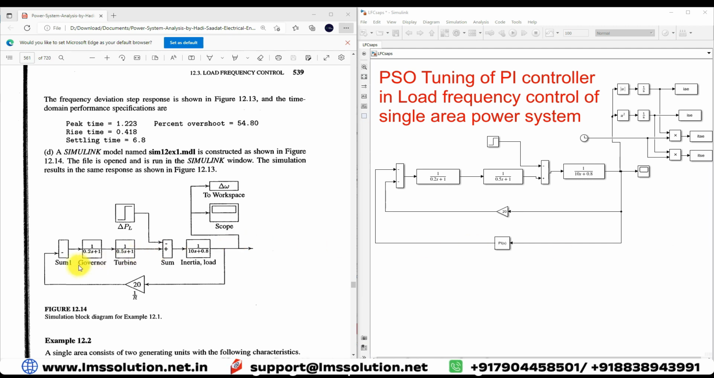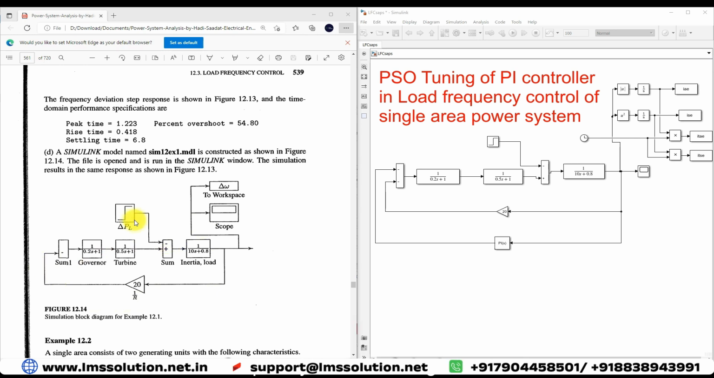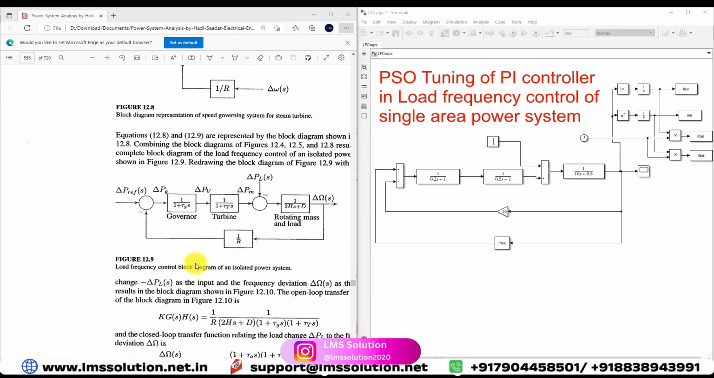First, I'm going to explain about load frequency control of a single area system. What is the general block diagram of load frequency control of a single area system? Normally, it consists of a governor, a turbine, and then the inertial load, otherwise called the generator load. A simplified diagram you can find here in the generalized diagram.